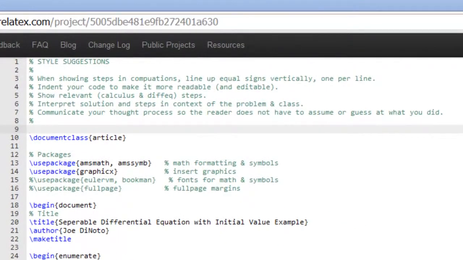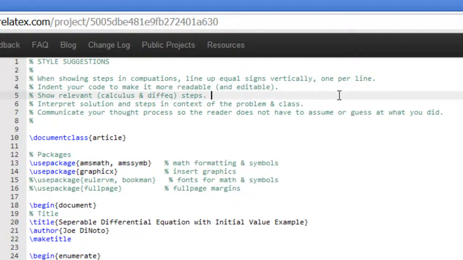Generally speaking, when you're showing your steps in computations, line up your equal signs vertically, one per line. You can do this using the align command, and I'll point that out in a moment. Indent your code to make it more readable and ultimately editable later. So when you're going back and looking at this stuff, it makes it a bit easier to work with.